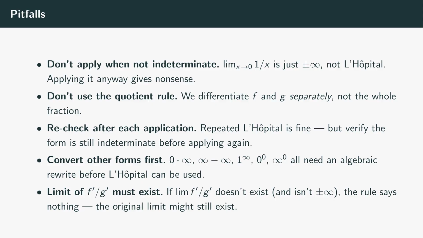Pitfalls. 5 of them. First, don't apply L'Hôpital when the form isn't indeterminate. The limit of 1 over x as x approaches 0 is plus or minus infinity depending on which side. It's not 0 over 0, it's not infinity over infinity, it's determinate. If you blindly apply L'Hôpital, you'll get the derivative of 1 over the derivative of x, which is 0 over 1, which is 0, wrong answer. Check the form before applying.